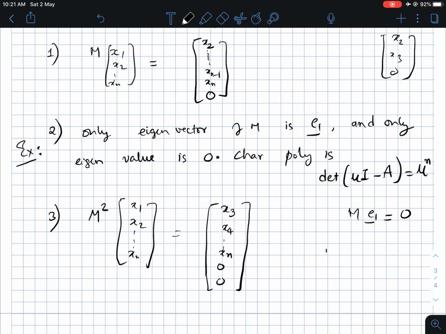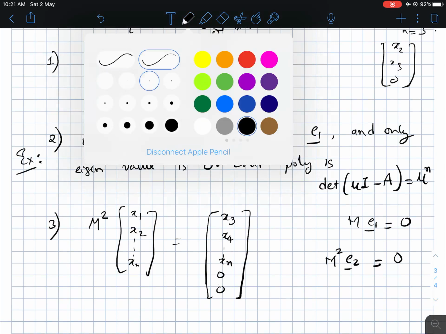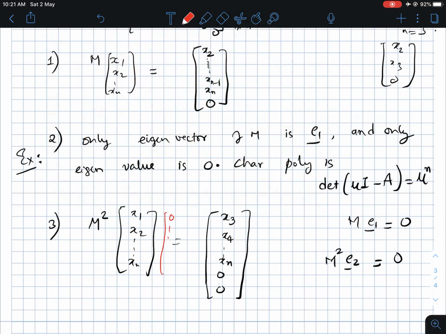So what would be, for example, m square e2, if I may ask? M square e2 will be what? Will be 0, right? Because when you do m square, you're throwing the top two coordinates out, right? The top two coordinates have been thrown out. So when you apply it to e2, remember e2 is a vector that looks like this: 0 1 0 0 0. That's the vector e2, correct? So when you apply m square to e2, the top two coordinates will be thrown out, but everything else is 0, right? So we'll get m square e2 equal to 0.